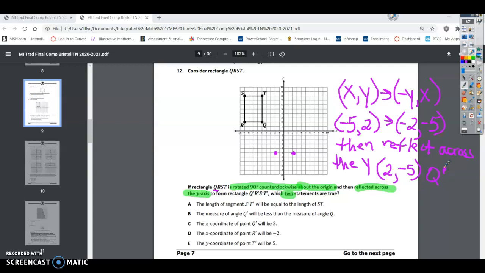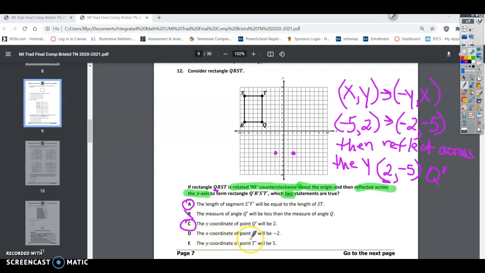All right, so let's look and see what we have here. It says the length of the segment S prime T prime will be equal to the length of ST. Well, these are rigid motions. We're moving it and reflecting it, but we're not changing the shape or the size. So that one is true. The measure of angle Q prime will be less than the measure of angle Q. Well, they should be equal because it's not changing shapes or sizes, so that one's not accurate. The x coordinate of point Q prime will be 2. All right, we found Q prime and that's 2, so that one is correct as well.